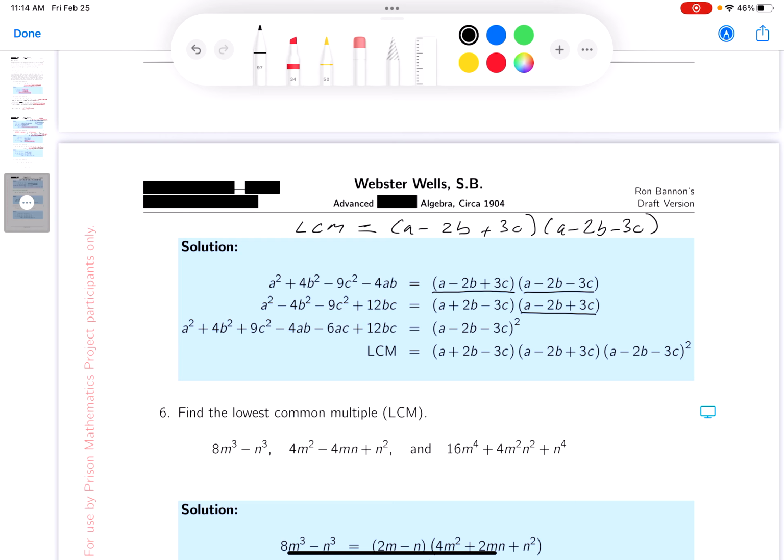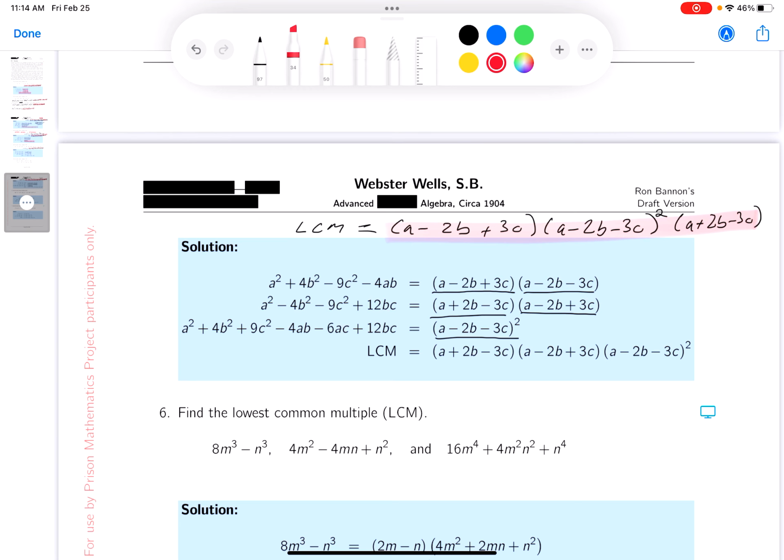I see it here, and I see it here. What's the maximum number of times it occurs in any one factorization? Twice. Is there anybody else not accounted for? Yes, this guy, which is a plus 2b minus 3c. I'm claiming that's my answer.